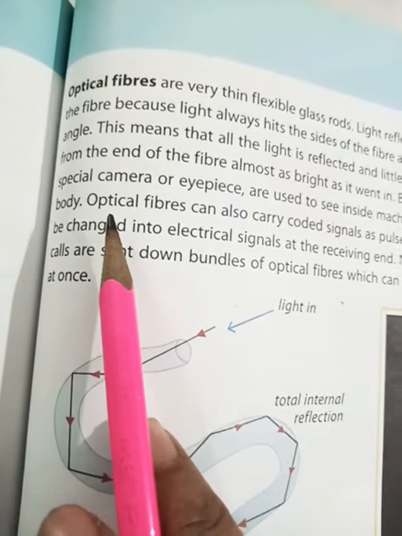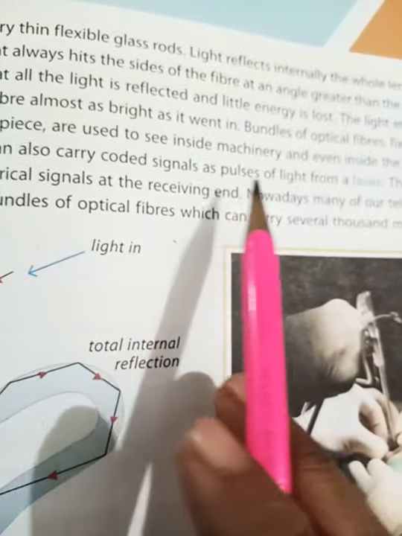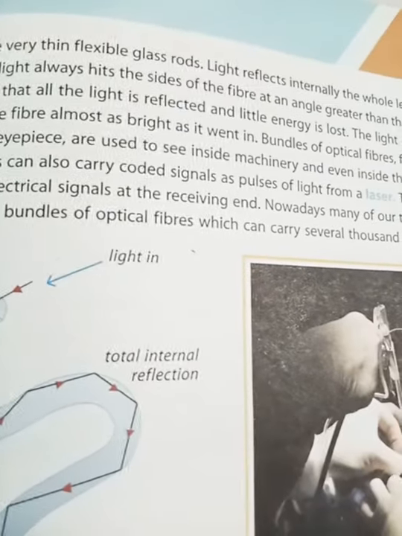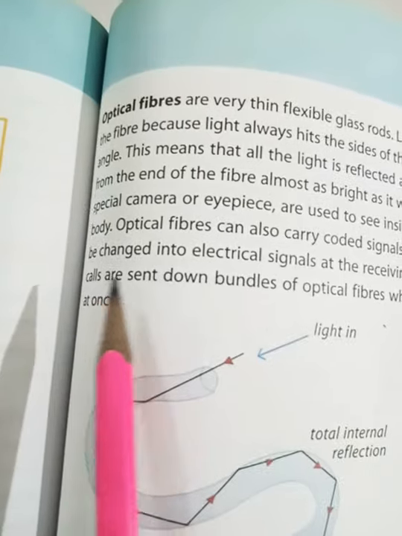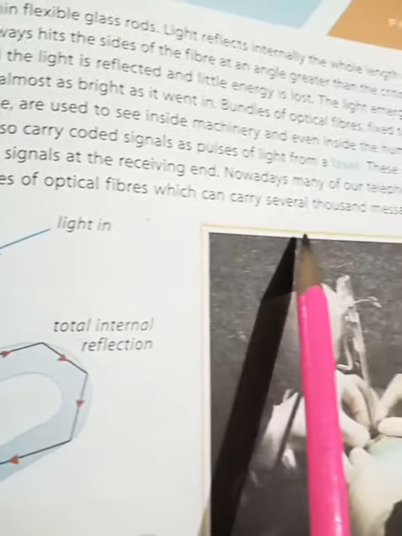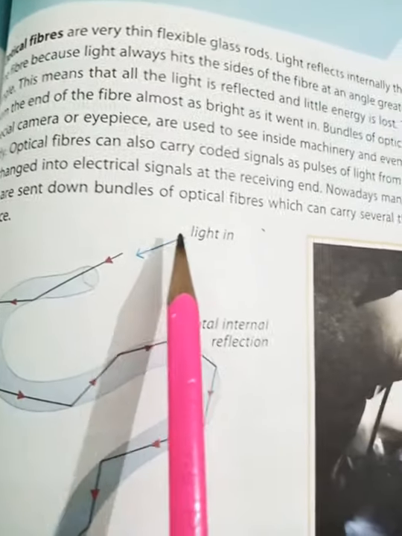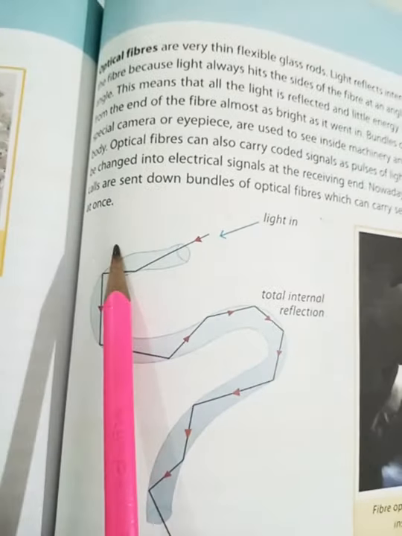Bundles of optical fibers fixed to a special camera or eyepiece are used to see inside machinery and even inside the human body. Optical fibers can also carry coded signals as pulses of light from a laser. These can be changed into electrical signals at the receiving end. Nowadays, many of our telephone calls are sent down bundles of optical fibers, which can carry several thousand messages at once.